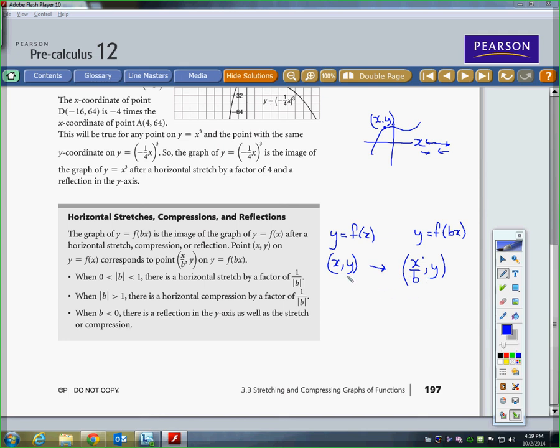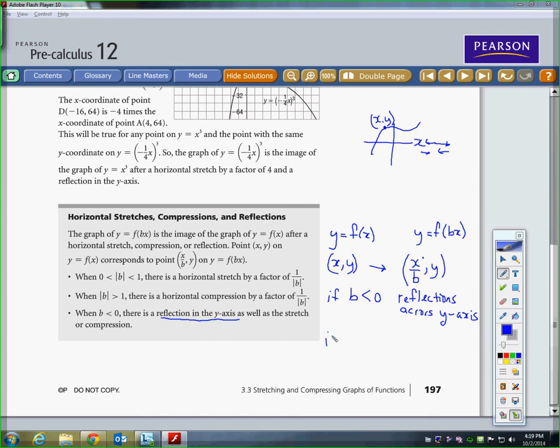A couple things: if b is negative, less than 0, then my x values are going to get multiplied by -1, and I'm going to get a reflection across the y-axis. Just like we saw before, we're going to get this reflection across the y-axis. I think they call it a reflection in the y-axis. Sometimes you'll see they'll say horizontal reflection, but you know what? Let's just use the same phrase.